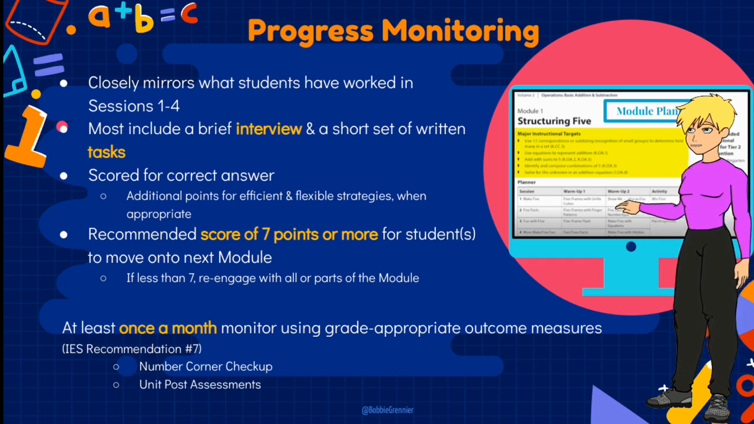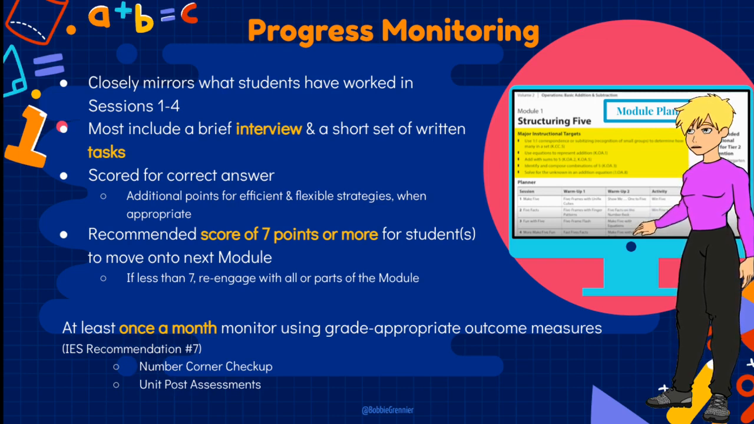It closely mirrors what students have worked on in sessions 1 through 4, and must include a brief interview and a short set of written tasks. It's scored for the correct answer, with additional points for efficient and flexible strategies when appropriate. The recommended score is 7 points or more for students to move on to the next module. If less than 7, you should re-engage with all or parts of the module.